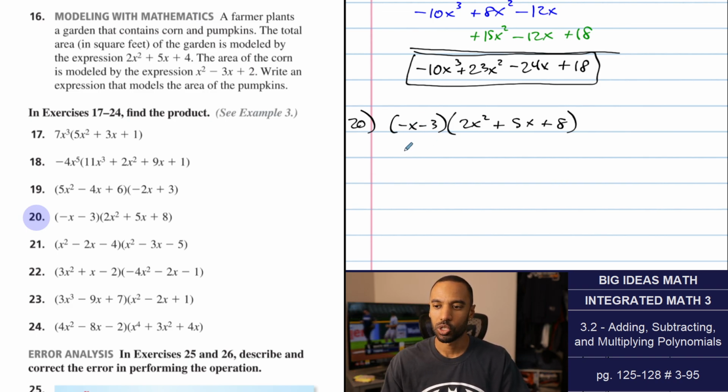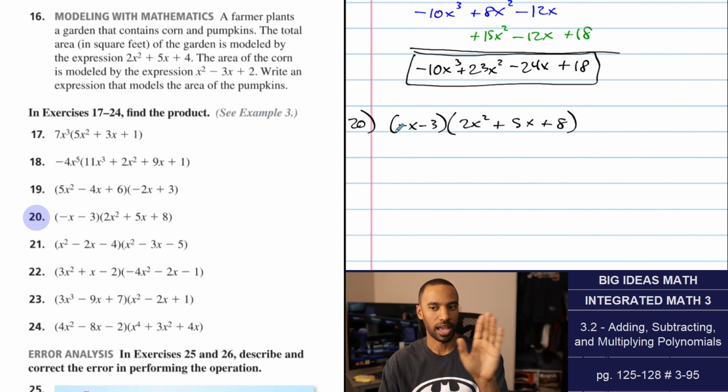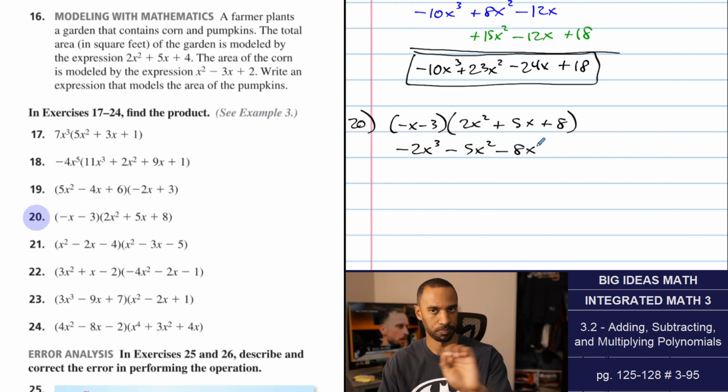Anyway, negative x squared times 2x. So here's the thing. The negative x multiplying these will all increase these by 1 and change their sign. That's it. So see the 2x squared, it'll be negative 2x cubed. See the 5x, it'll be negative 5x squared. See the 8, it'll be negative 8x. Boom.